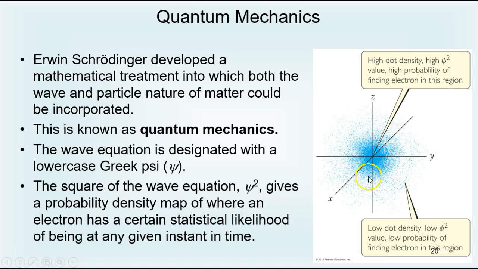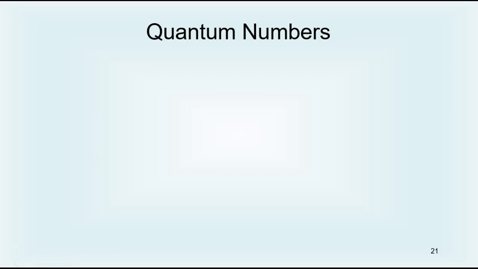So we'll be looking at these density maps, and the areas of higher density are where we're most probably going to find the electrons, and as the density thins out, we're less likely to find electrons in those regions. Okay, so we've got quantum numbers.